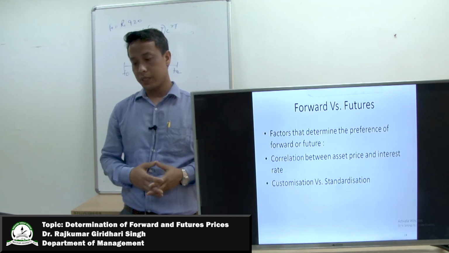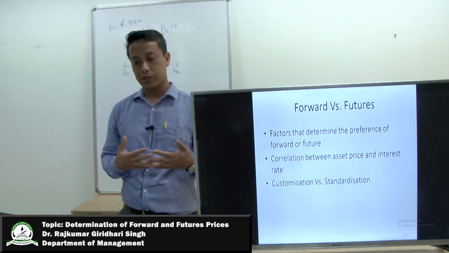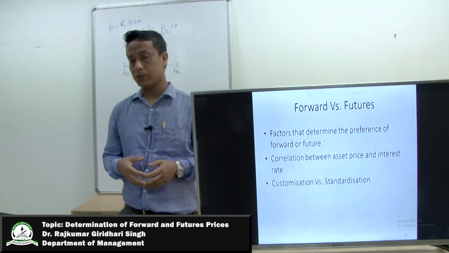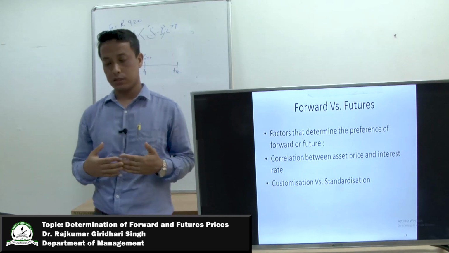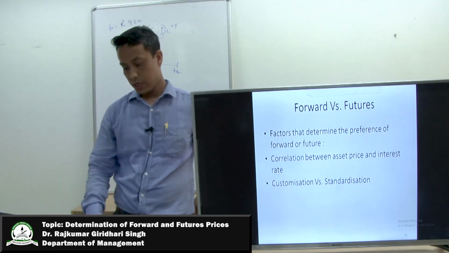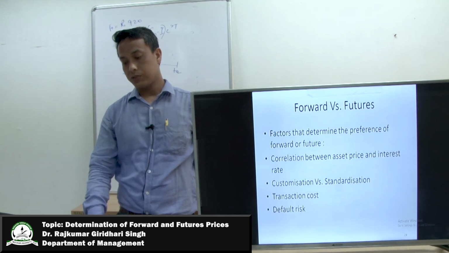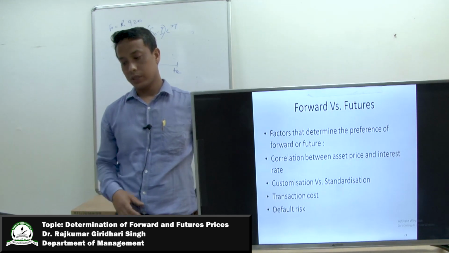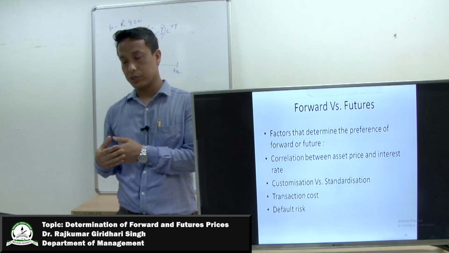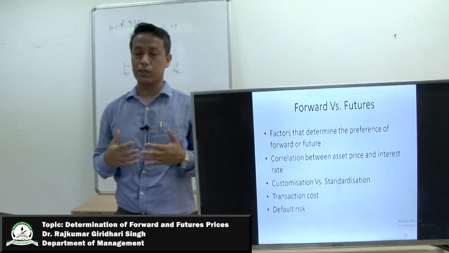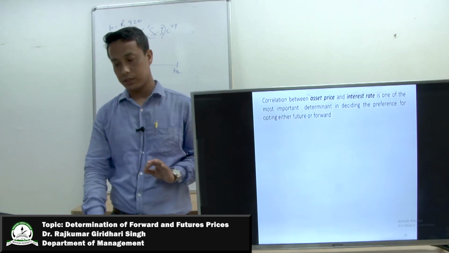Then other factors that determine this are customization and standardization. If you want customization, obviously it has to be forward. If you go for standardization, you can go for a futures contract, where you can easily find the terms and conditions in a futures exchange. Then transaction cost is also another factor, and then default risk, the chances of default. Futures being an exchange traded instrument, there's a lower chance of default. These are some of the factors, but more importantly, the first factor I'll elaborate in the next two slides.